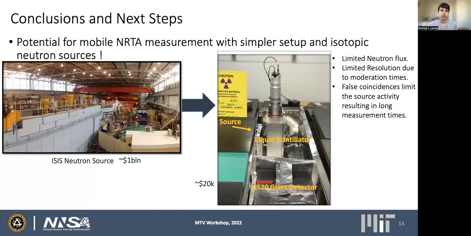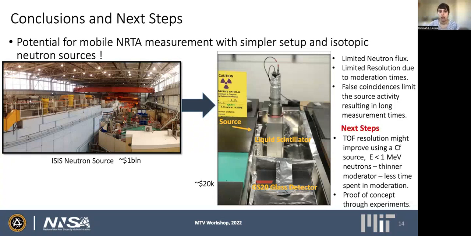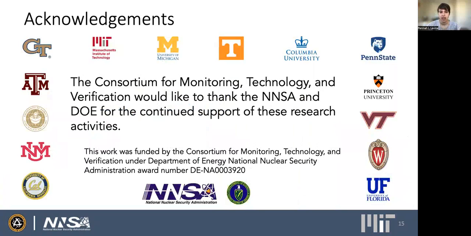In conclusion, simulations show that this method of using an isotopic source for NRTA is very promising for a simpler setup and making NRTA mobile and accessible to a variety of sites. However, we do see a limited neutron flux, and we do have a limited resolution due to moderation times. Going forward, we would like to continue this experiment to prove our concept and find ways to reproduce the background so that we can subtract that and then use higher source rates to reduce our measurement time. Thank you to the MTV, and thank you for listening.